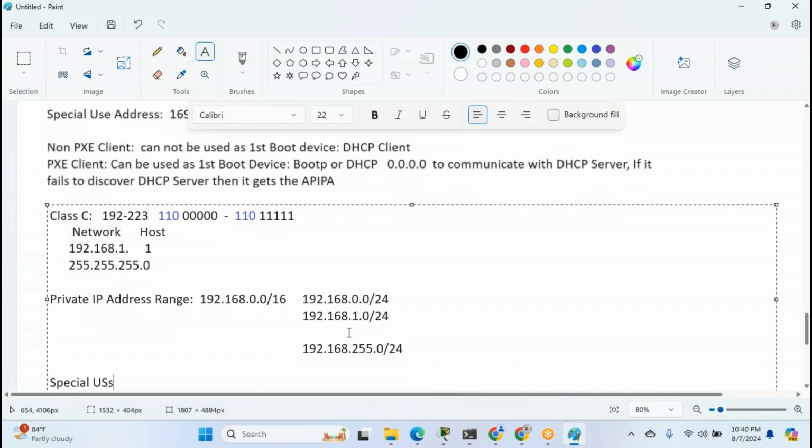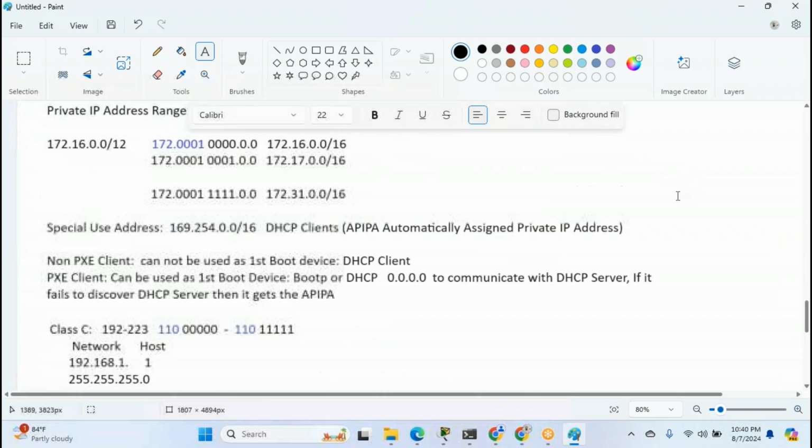Now the special use address, 192.0.2.0. This network is reserved for documentation and examples. Whenever you need to use some public IP in your example or documentation, you can use this one. There are some more 192 networks which are special use, but this is the main one.